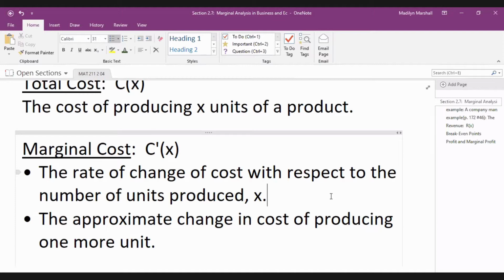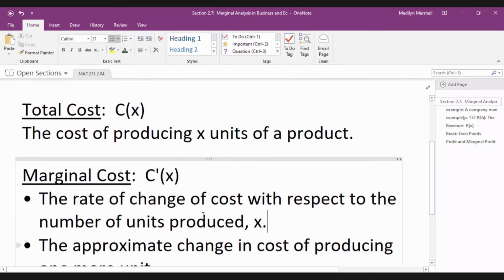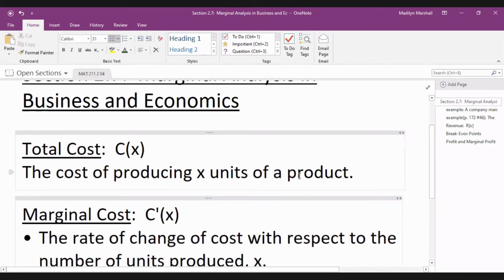It might cost more at the beginning if we are not producing very many things. Each one might cost more to produce. Whereas if we are producing more, there might be a more efficient system, so each one is costing less. But we don't necessarily know. We don't know until we have the function. So let's look at an example of this.